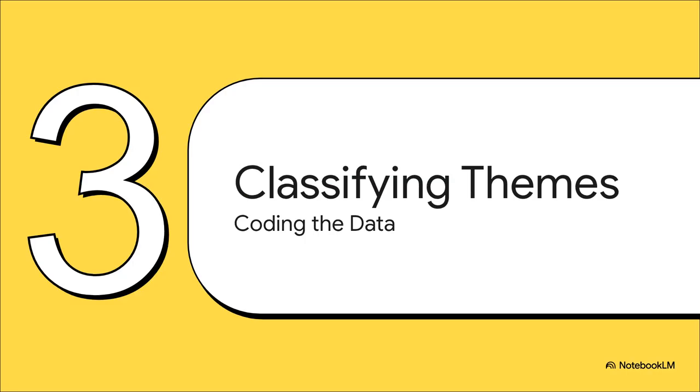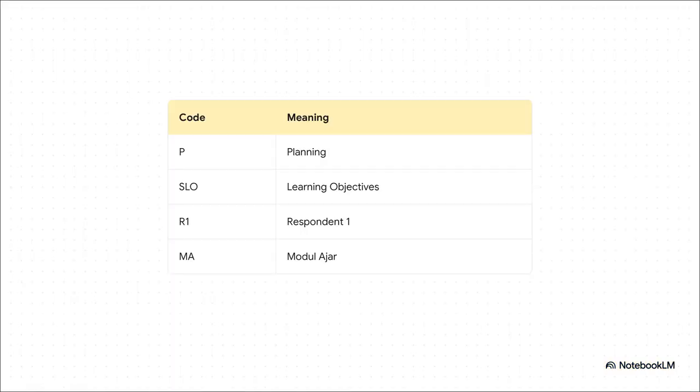Section 3, classifying data into themes. During this stage, the data gets broken down and coded based on TPACK components, like planning, implementing, and reflecting. For example, the letter P stands for planning. SLO narrows that down to selecting learning objectives. R1 identifies the specific respondent from the interview data, and MA points to the document data, specifically the Module AJAR.